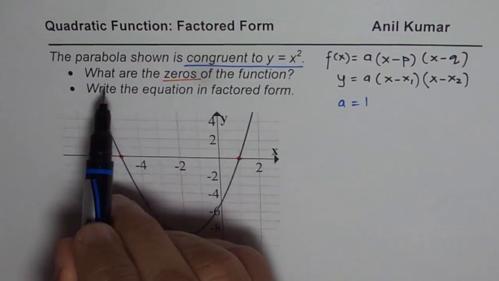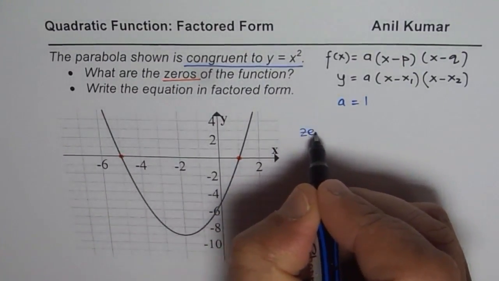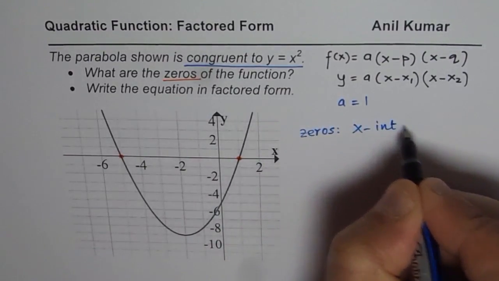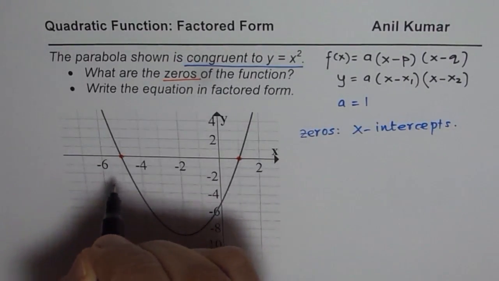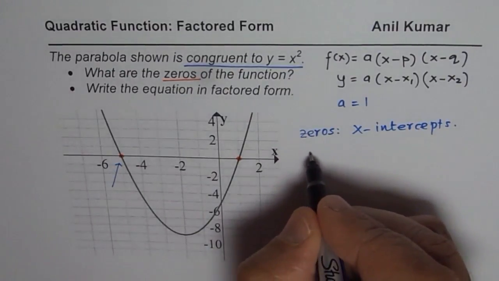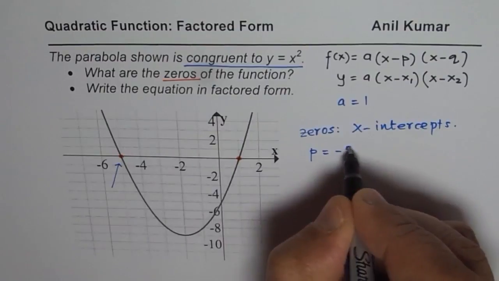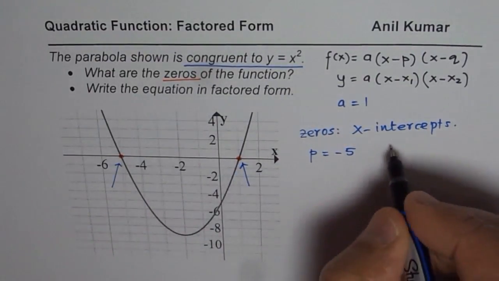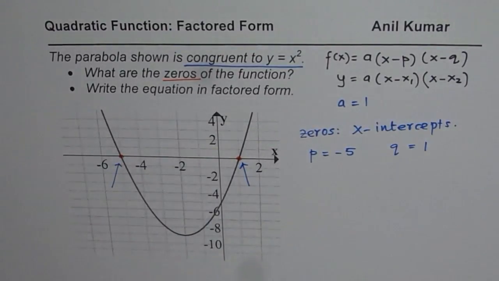So now the first part is, what are the zeros of the function? Let us write down the zeros. The zeros, which are the x-intercepts on the graph, are, here is the first zero, whose value is minus 5. So we could write p equals minus 5, and the second one is right there, whose value is 1. So we can say q equals 1. You could use x1 and x2 as your zeros.